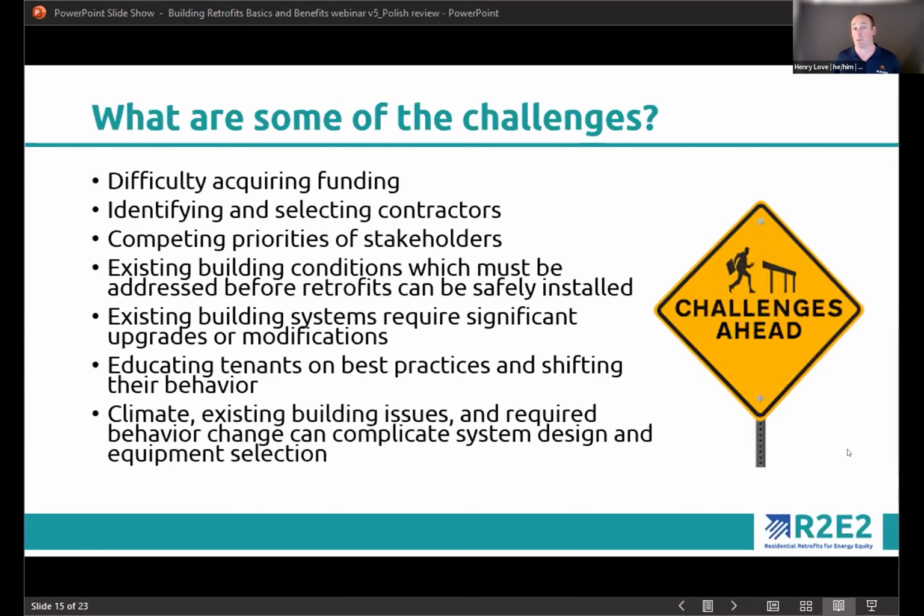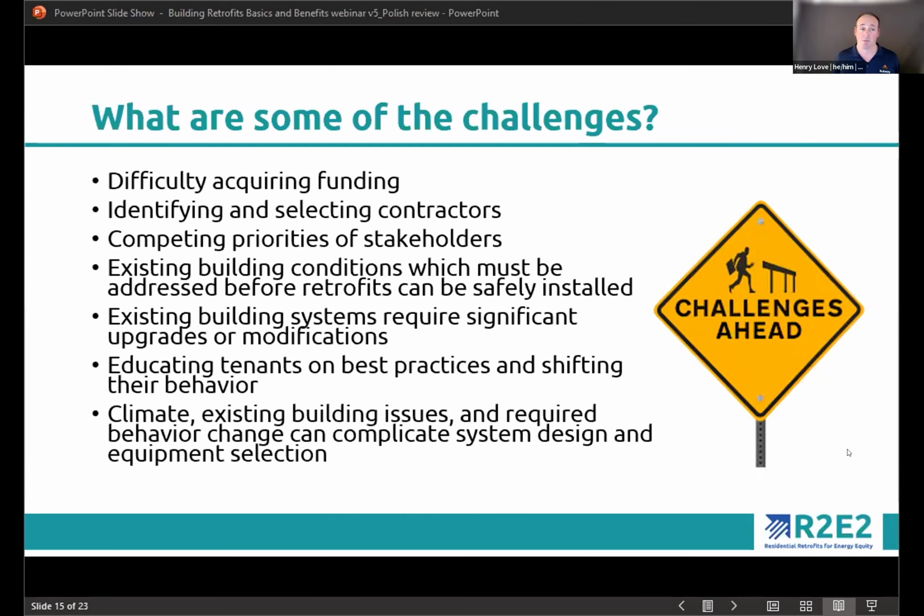There can be competing priorities of the stakeholders, the renters, the owners, the lenders. This can often be cited between the renters and owners as a split incentive. And just trying to figure out how you can solve for that so that the occupants can benefit and the building owner isn't compromising their ability to make a return on their investment in their building.